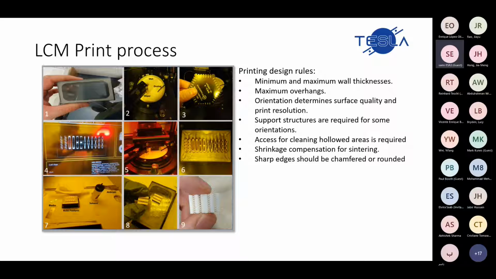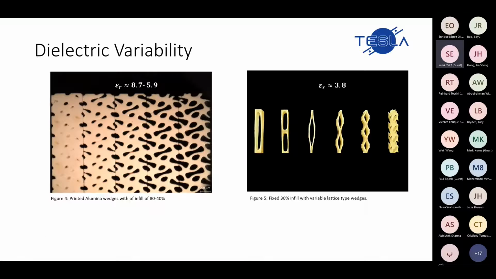You will need to provide access for cleaning of any hollowed areas. You need to compensate for shrinkage during the sintering process, as the parts can shrink, for example, in alumina up to 25%. And then you should chamfer sharp edges to avoid stresses during the sintering phase.